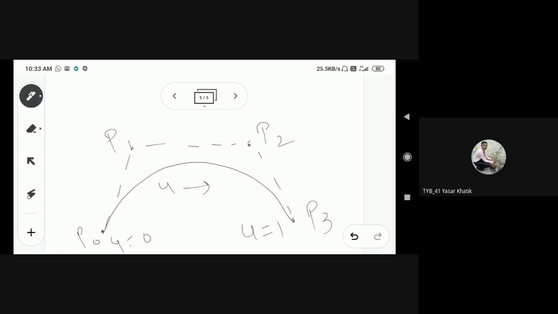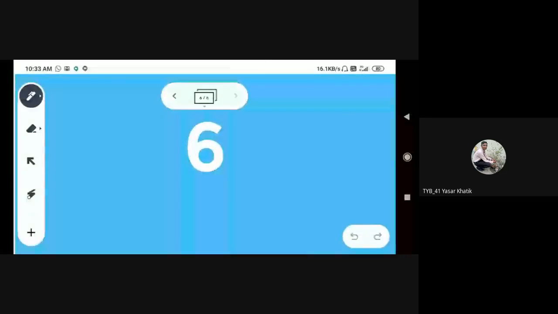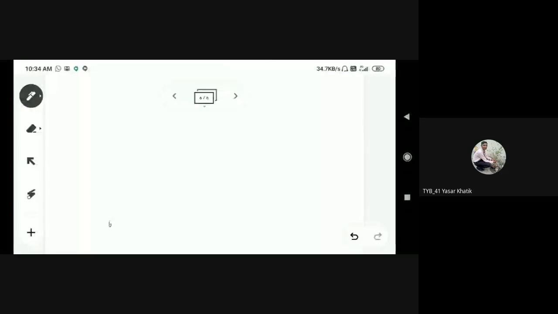Suppose I want to move the P1 and P2 points, but I don't want to change the nature of the curve. So we can just drag these points to the required position. This is your initial curve. Suppose I want to cover all the points, but I don't want to change the nature and shape of the curve. So I will cover all the points. This is the second condition.